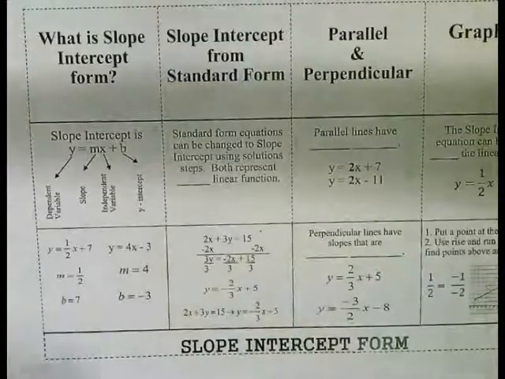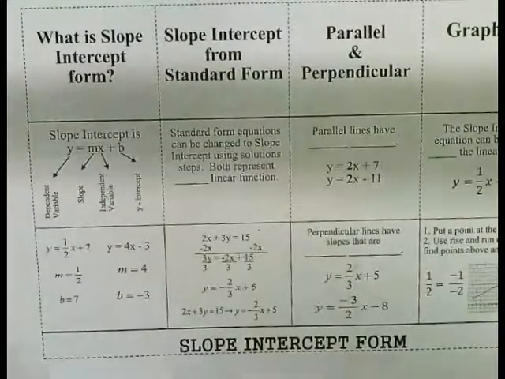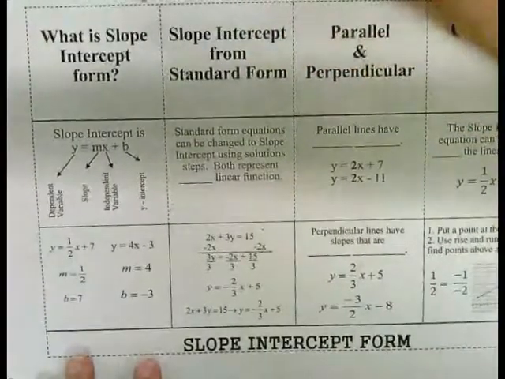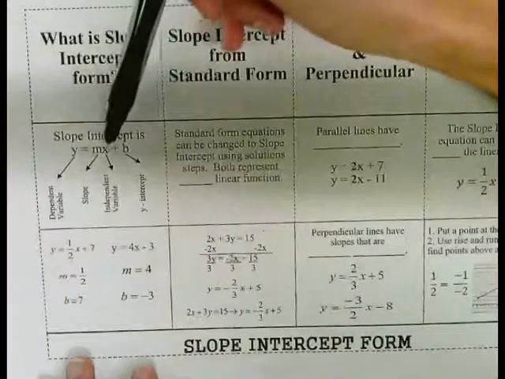Hi, today I wanted to give us a good overview of slope-intercept form. So what is slope-intercept form? Slope-intercept form is y equals mx plus b.